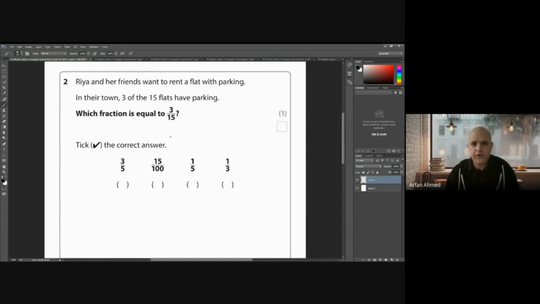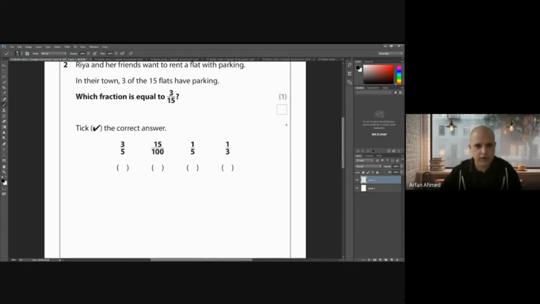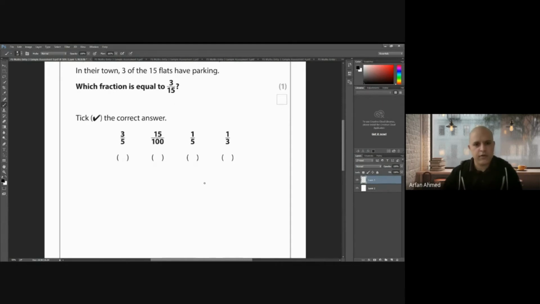Question 2. Ria and her friends want to rent a flat with parking. In their town, 3 of the 15 flats have parking. Which fraction is equal to 3 over 15? Tick the correct answer. Right. So we've got various fractions here. 3 out of 15. So basically, which one is equal to it?